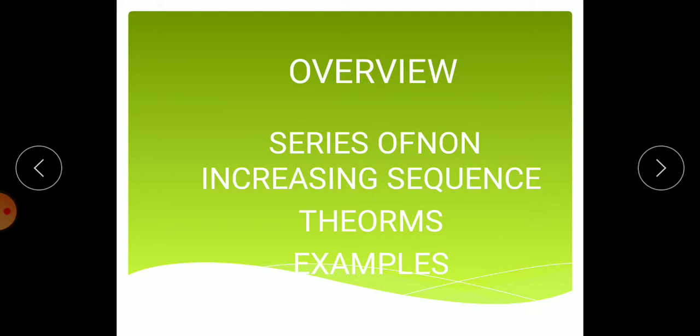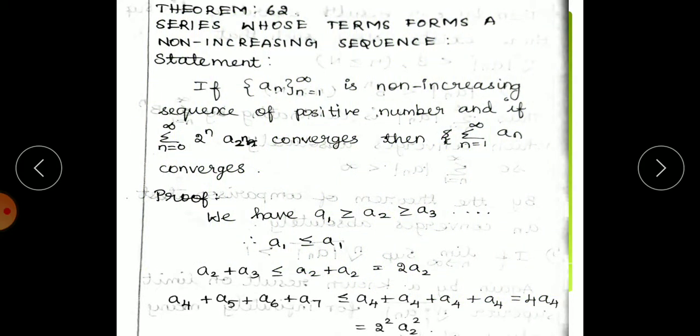Today we are going to see the series of non-increasing sequences and their theorems, as well as examples on that. Let us see the first theorem. Series whose terms form a non-increasing sequence. Non-increasing in the sense of a decreasing sequence. So if a_n is a non-increasing sequence of positive numbers, and if the summation of 2^n a_(2^n) converges, then summation a_n converges.